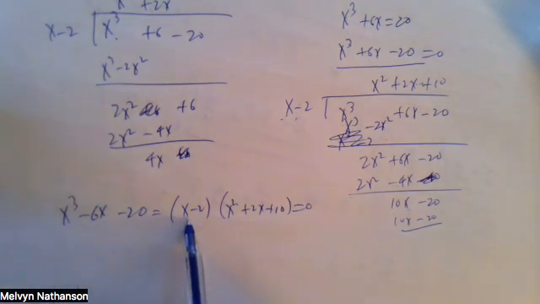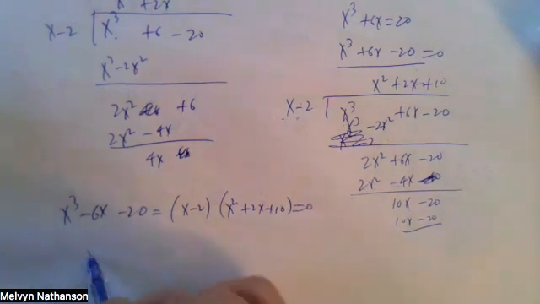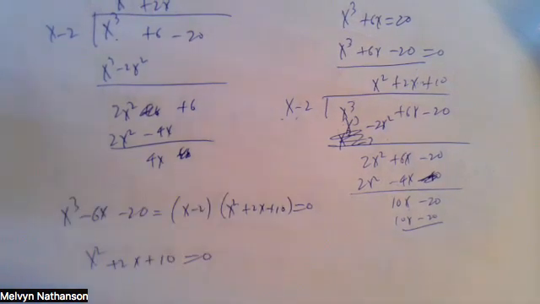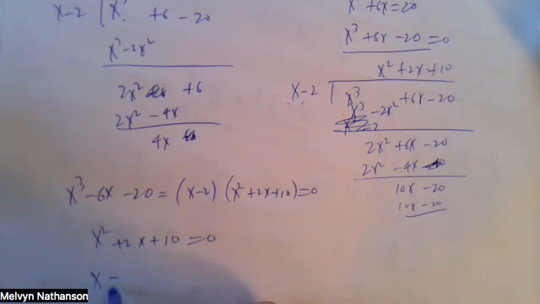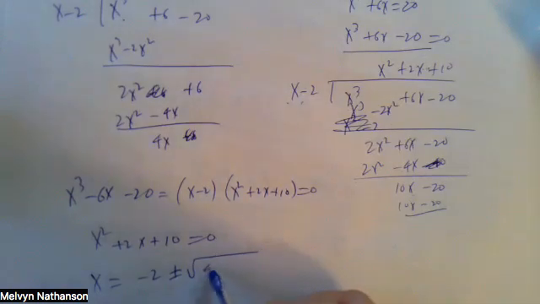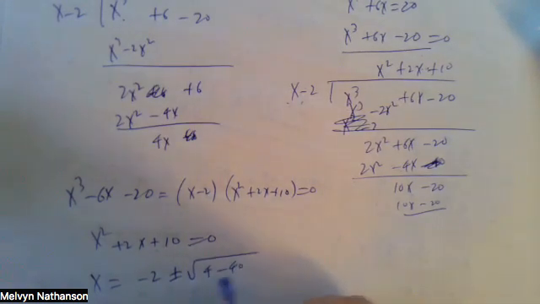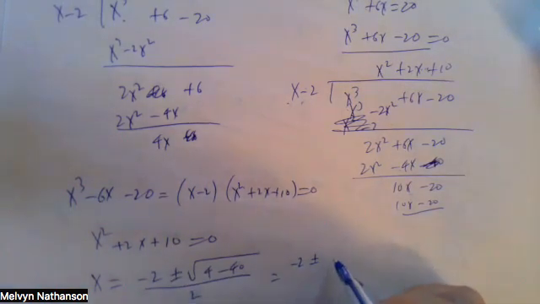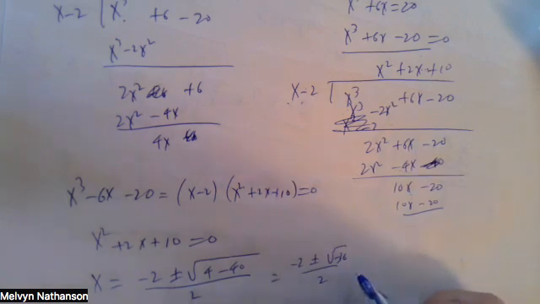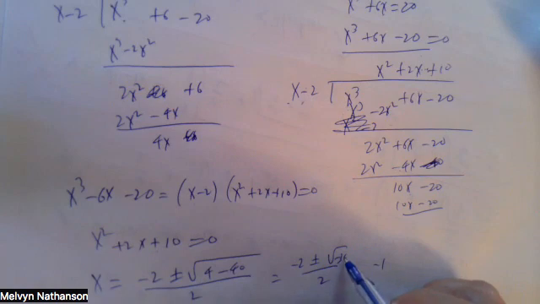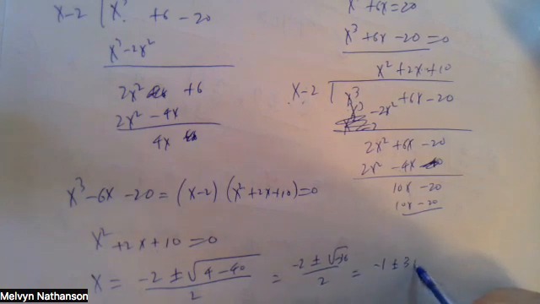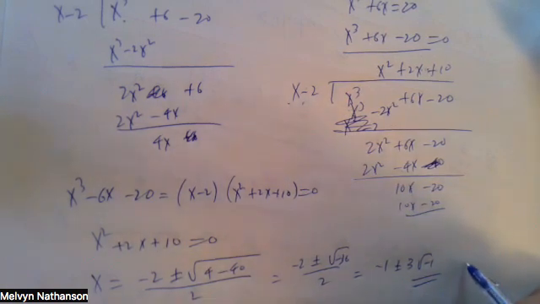One solution is x equal 2. If you have a solution different from 2, then x squared plus 2x plus 10 has to equal 0. But this is a quadratic. We know the solutions of this from the quadratic formula. Minus 2 plus or minus the square root of b squared minus 4ac over 2, which is minus 2 plus or minus the square root of minus 36 over 2, which is, the square root of 36 is 6, I get minus 1 plus or minus 3 root minus 1. This is imaginary. This is a complex number.